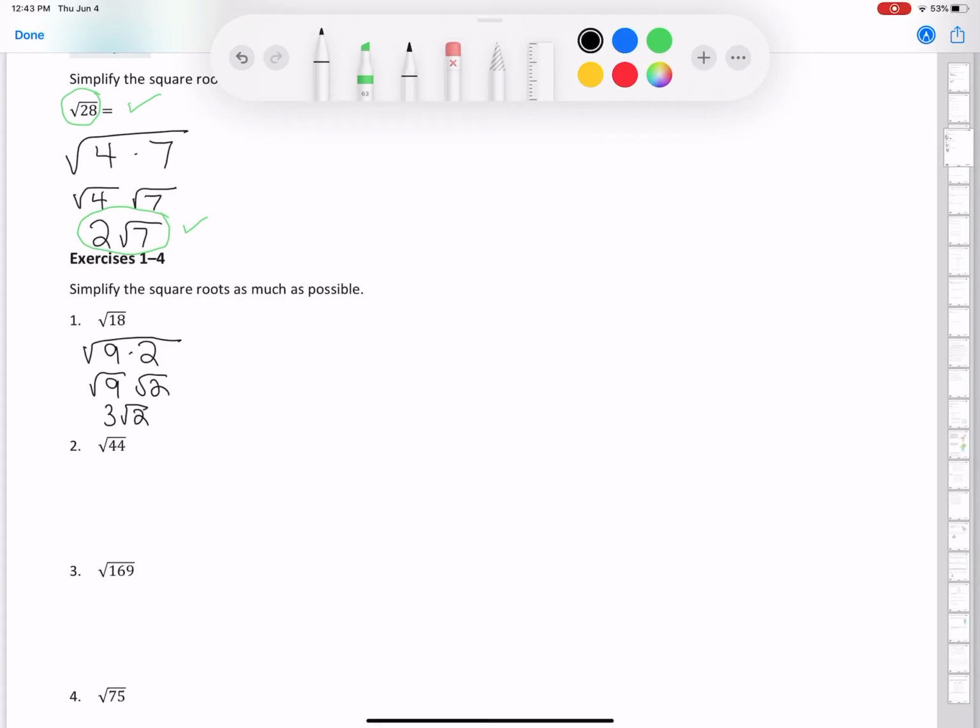So if you put into your calculator the square root of 18, and then 3 square root 2, those decimals should match.